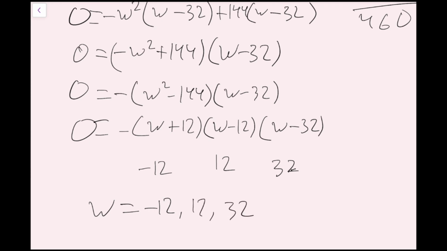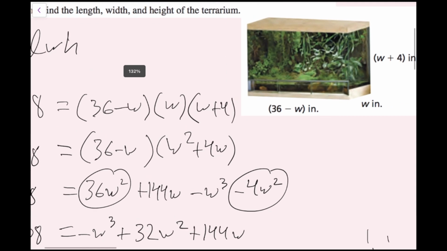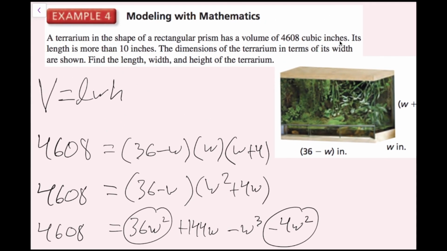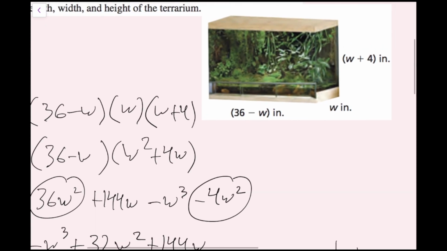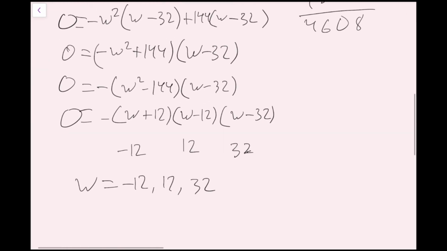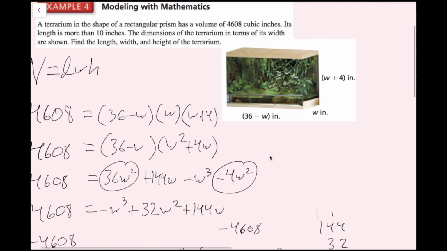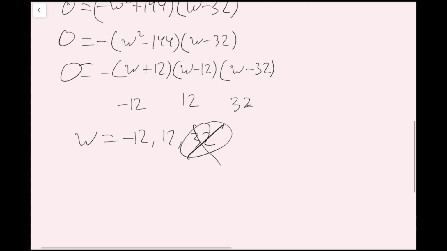But it can only be one because you can't have something with the same size that has different widths at the same time. That doesn't make any sense. But if you go back up to the instructions up here, it says its length is more than 10 inches. So 36 minus W is its length, and this has to be more than 10 inches. Well, if the width was 32, then if I go back up here, the length would only be 4 inches, so that's not going to work. And it doesn't make any sense to have a negative width. So my only possible W value is 12.